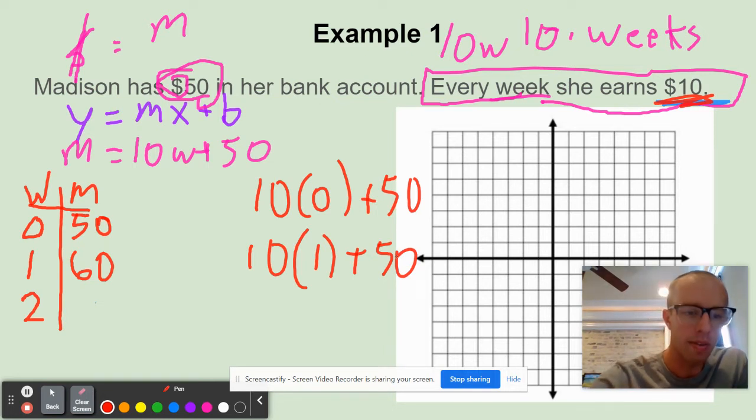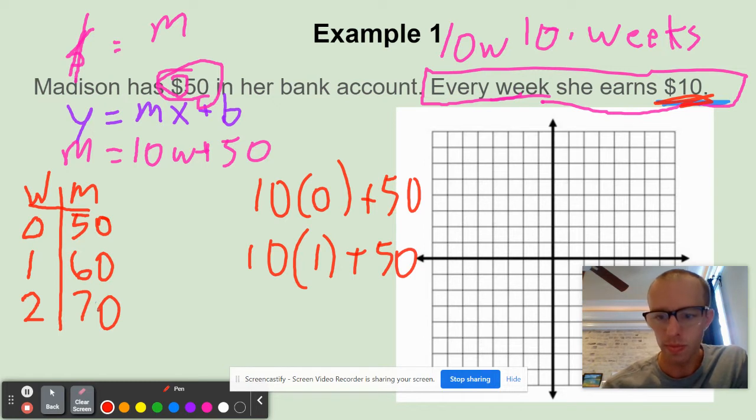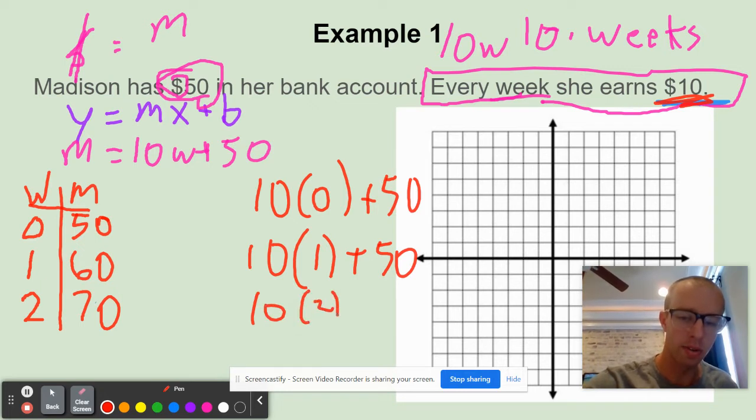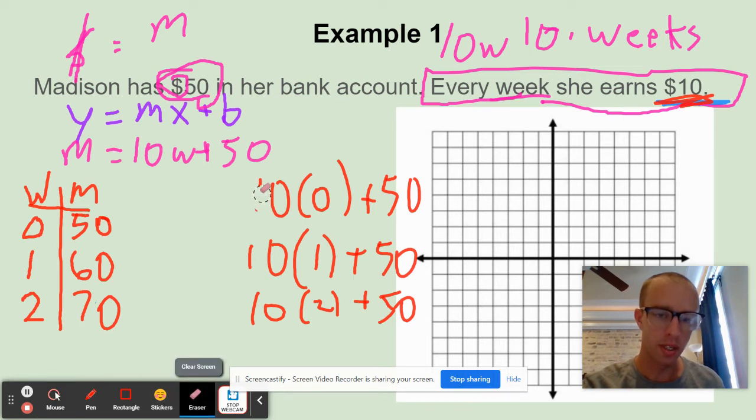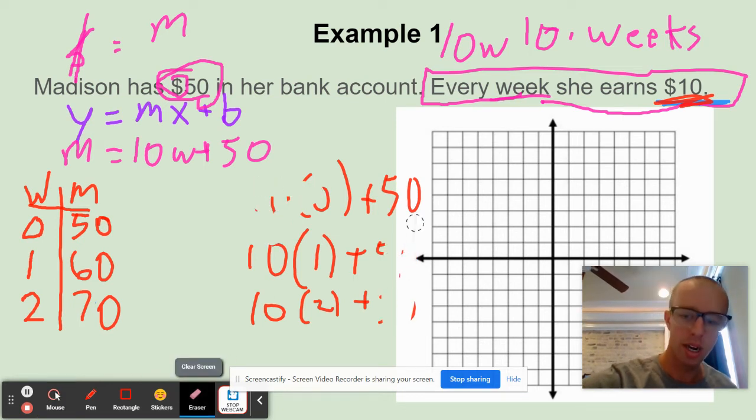Lastly, I could do the last one. I'm going up 10 each week. So she was at 60 after week 1. Now she's at 70. All right. And so if you wanted to show that mathematically, you could do 10 times 2 weeks plus 50. 10 times 2 is 20. 20 plus 50 is 70. It all works out. All right. So now I have my table. I have my table to go with my equation.